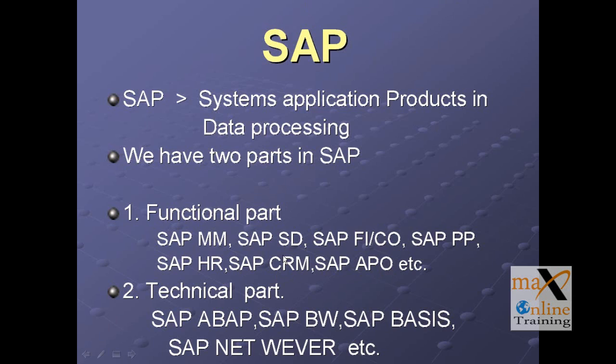It deals with client business. Depending upon the client's business, depending upon the country's requirement, different techniques will be there for APO, CRM and HR. Fine. These are the two functional parts. SAP is divided into two parts: the functional part, and the technical part. These are the two parts.